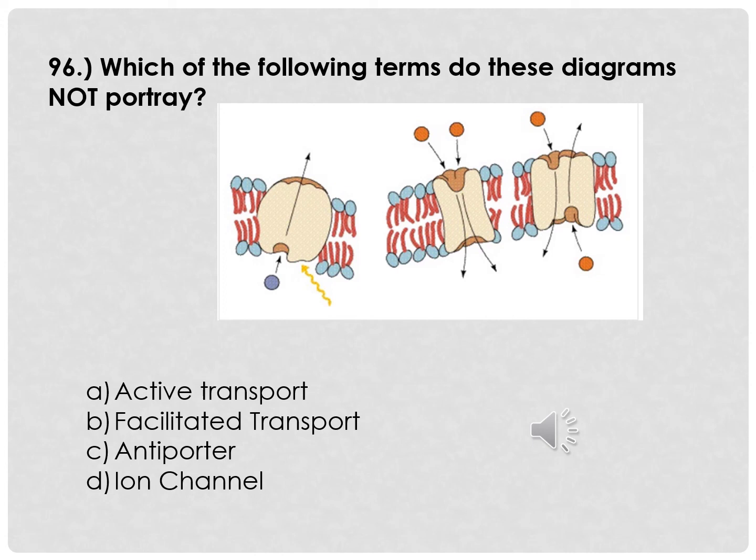Letter C, antiporter, is also portrayed in the third diagram and is not the correct answer. Therefore, the answer is letter D, ion channel.